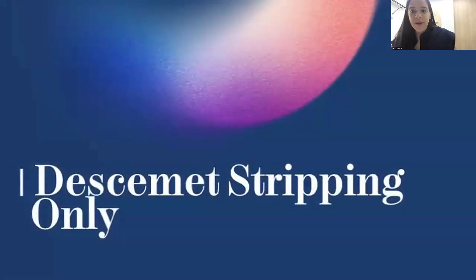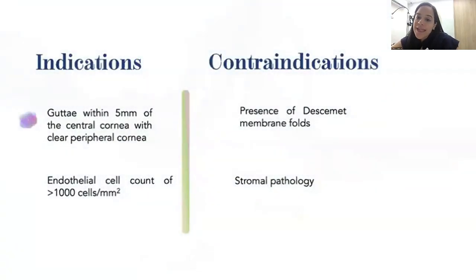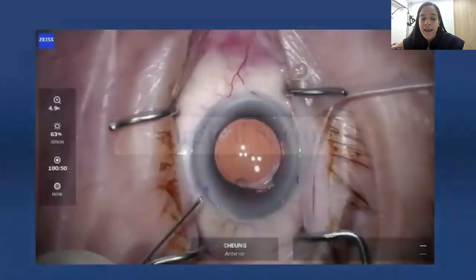And as an extra, I bring today Descemet stripping only, or the DSO. This procedure is only indicated in patients that have guttae within 5 millimeters of the central cornea with a clear peripheral cornea, and an endothelial cell count of more than 1,000 cells. Some of the contraindications of DSO are the presence of Descemet membrane folds or any stromal pathology. So here's a video of a DSO.